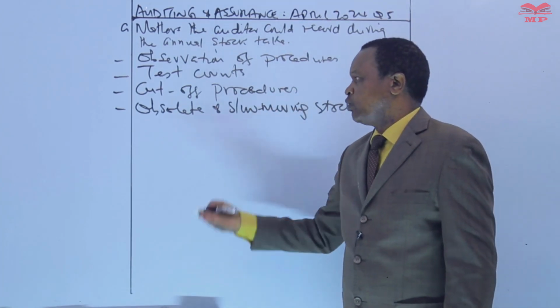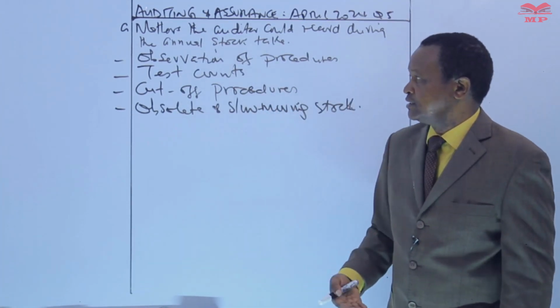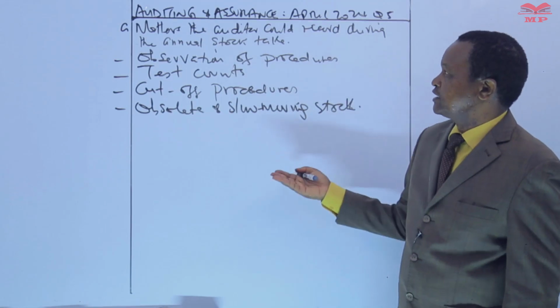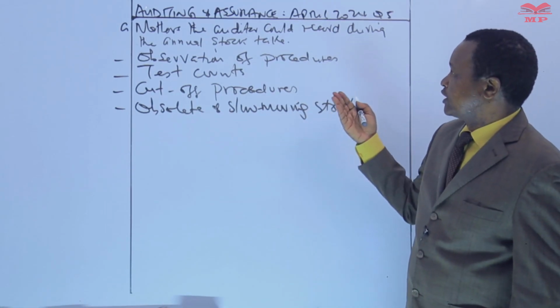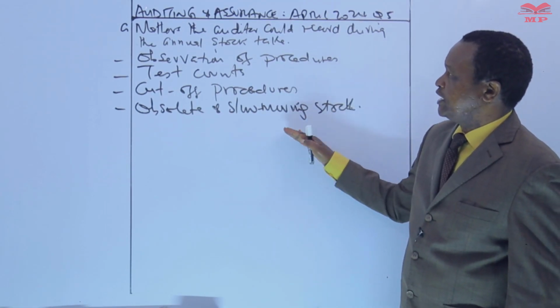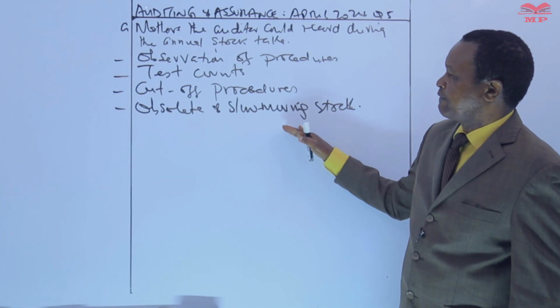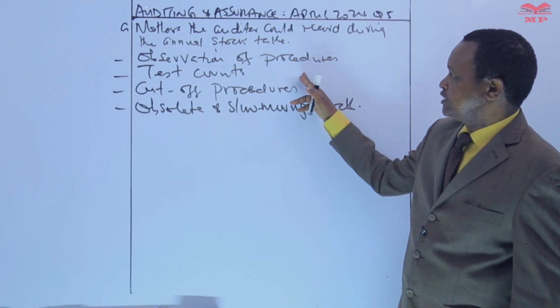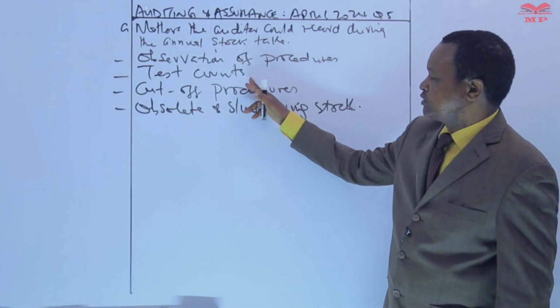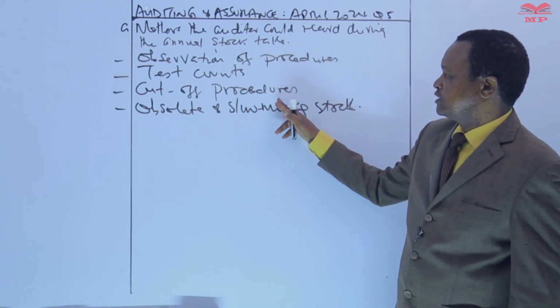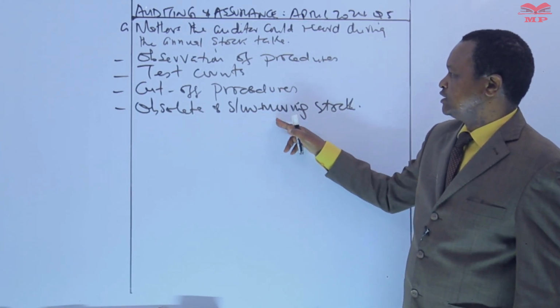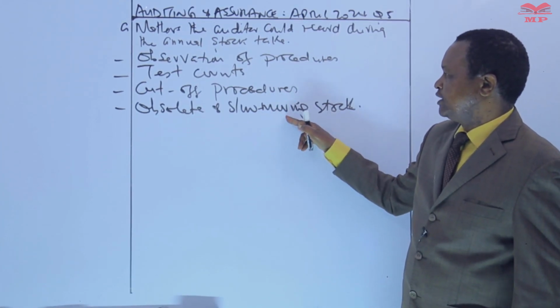in his working papers. So these are four matters that the auditor could record during the annual stock take: observation of procedures, test counts, cut-off procedures, obsolete, slow-moving, or damaged stock.